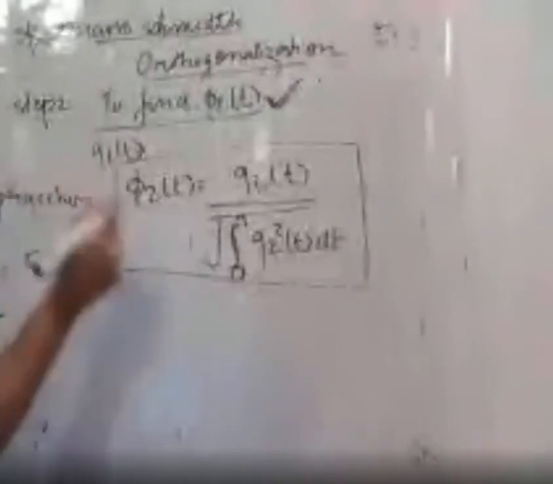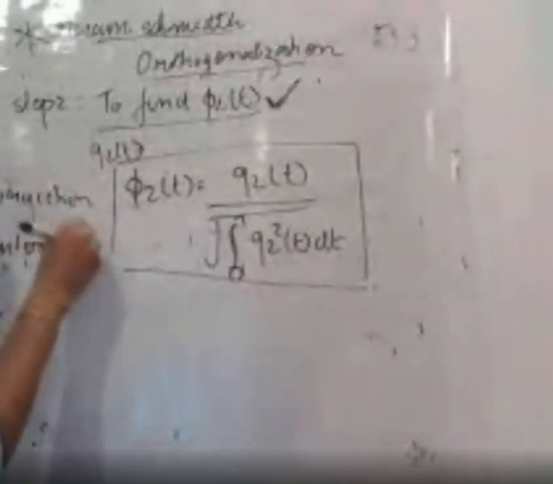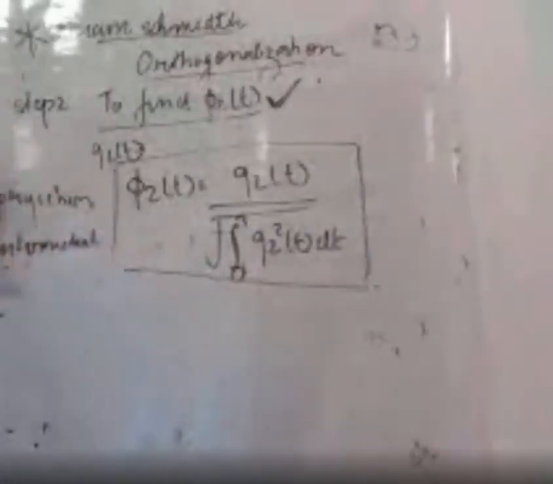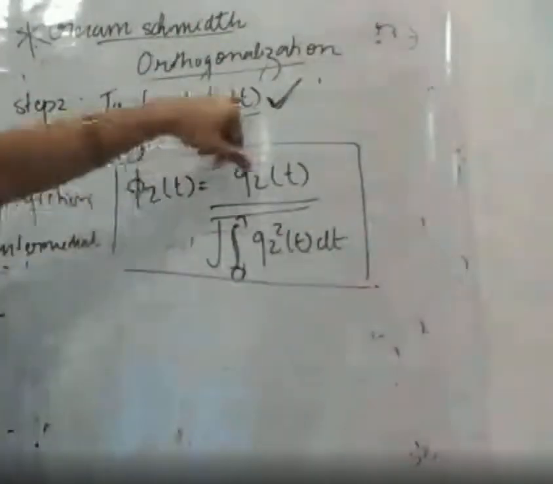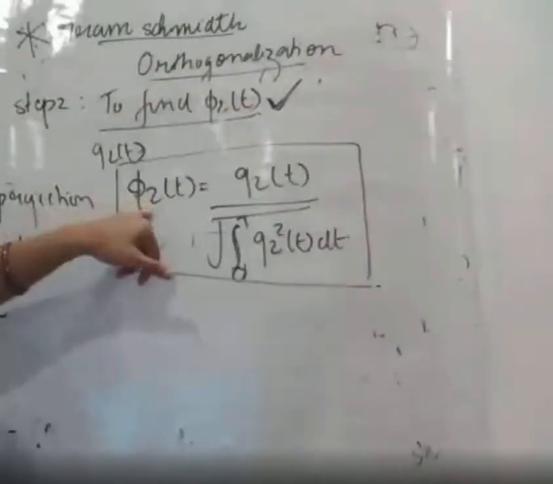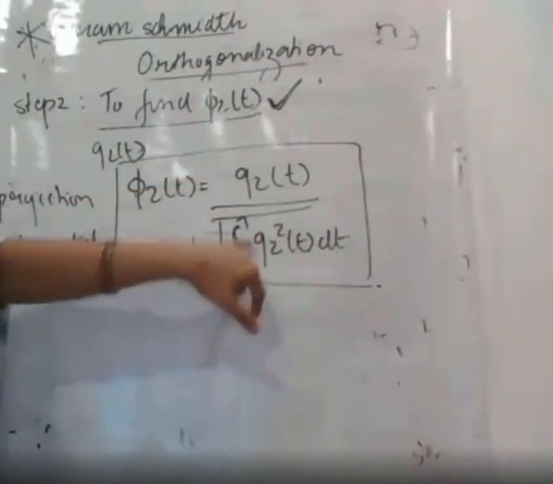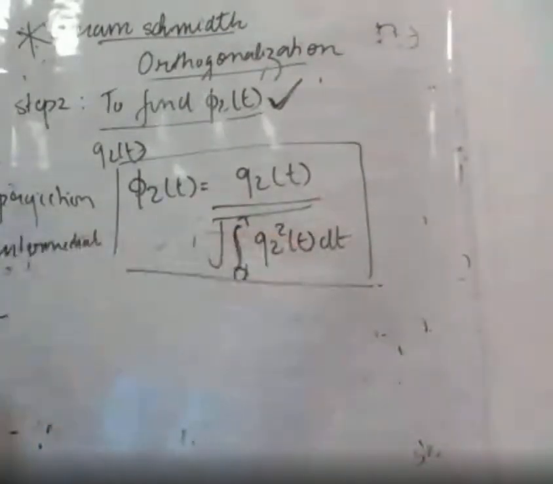പിന്നെ we have to find the intermediate. So first we have to find the projection. Second, we have to find the intermediate. After we get the values of intermediate, we can get the value of phi 2 of t. Phi 2 of t is nothing but g2 of t divided by root of 0 to t g2 of t the whole square dt.